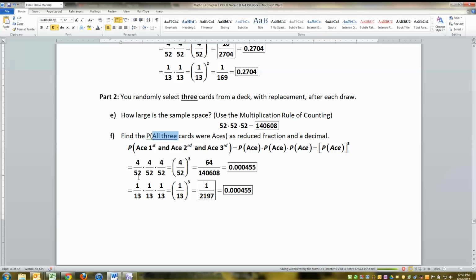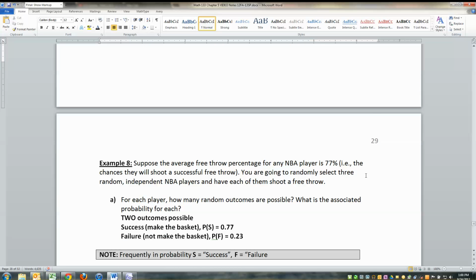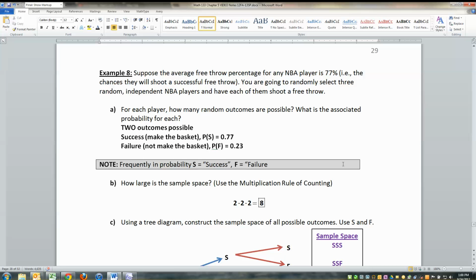Now you can think of this 2 ways. You can think, oh, that's 4 out of 52 times itself 3 times, or 4 out of 52 cubed. Or you can think that's 1 out of 13 times 1 out of 13, right? Times 1 out of 13. So either way, you get a fraction and then you get a decimal. Now, I'm just getting these with a calculator or with Excel. Whichever, the decimal is way more useful and your calculator comes up with those, okay? All right, so now we've seen the multiplication rule for something like that, where everything was equally likely.